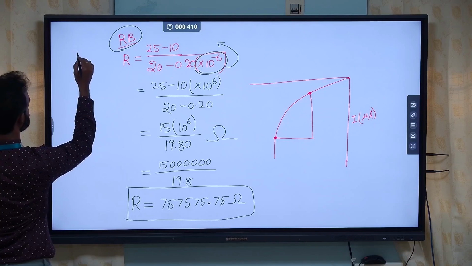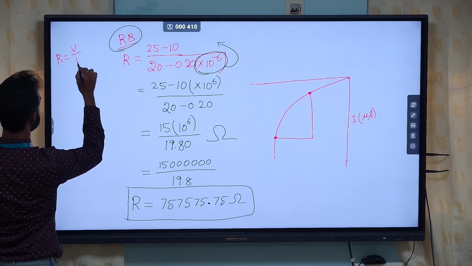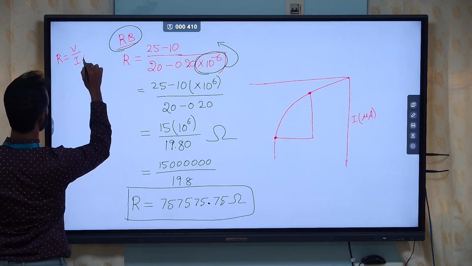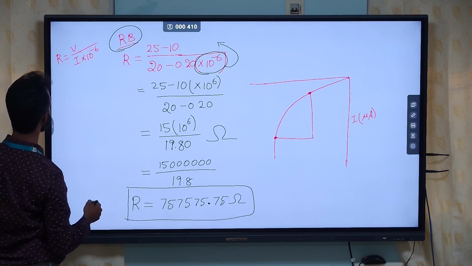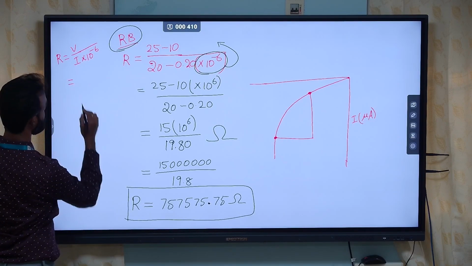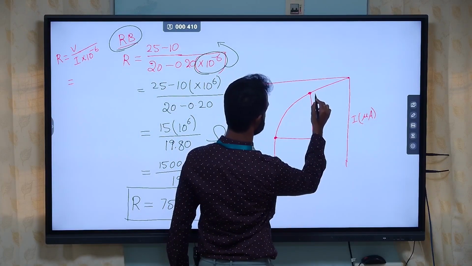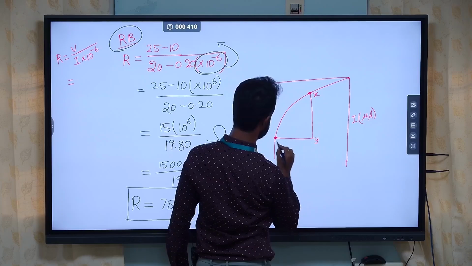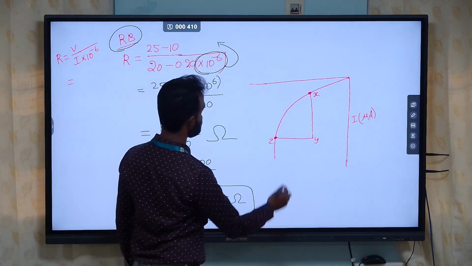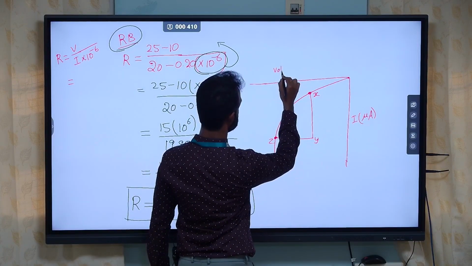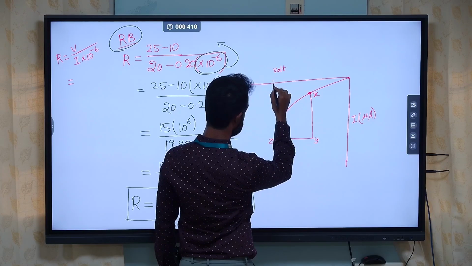This is R equal to V by I into 10 to the power minus 6. This is in the denominator. So for finding V, imagine this is X, Y and Z value. For V, this is volt, this is voltage.